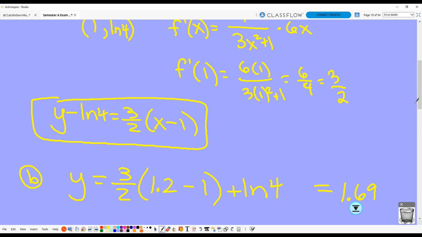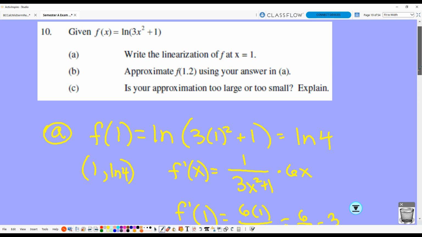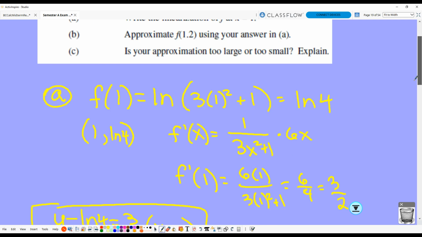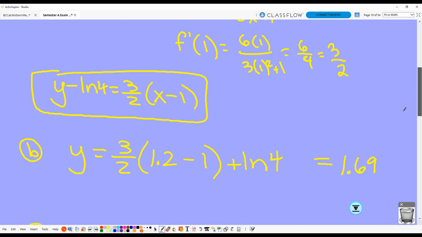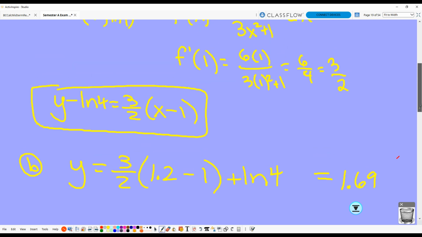So again, hang on, that was part A. Part B says now use your thing to approximate the value when x is 1.2. Okay, so that means solving for y, plug in 1.2, and this was then a calculator question. Go back to how we found the slope.